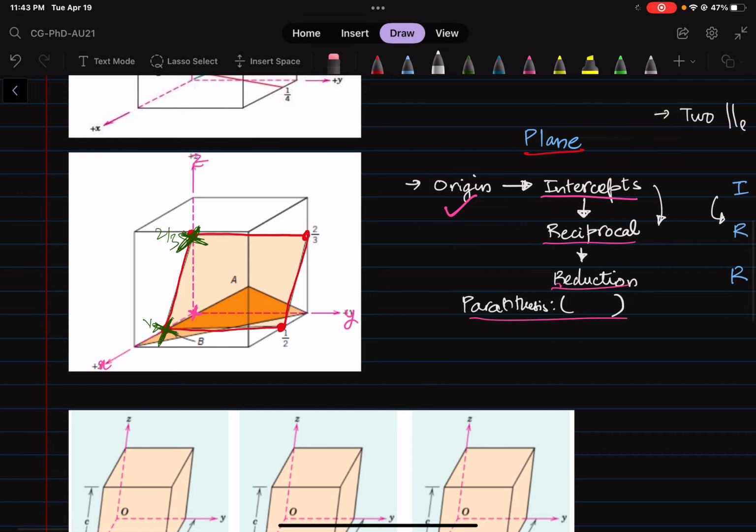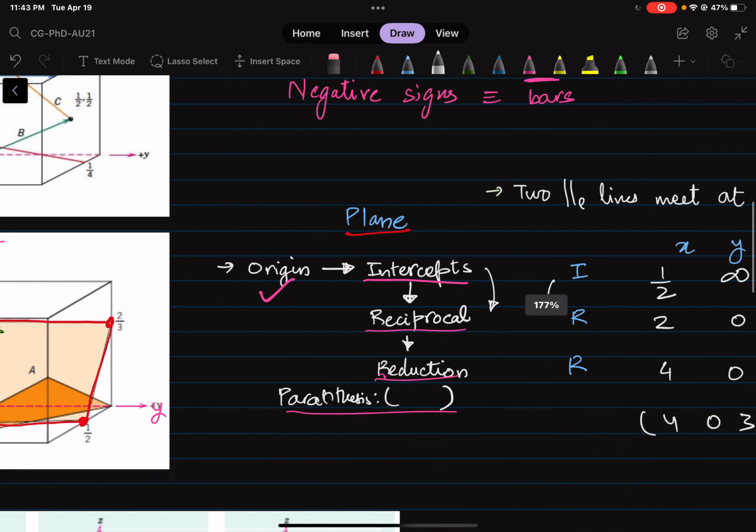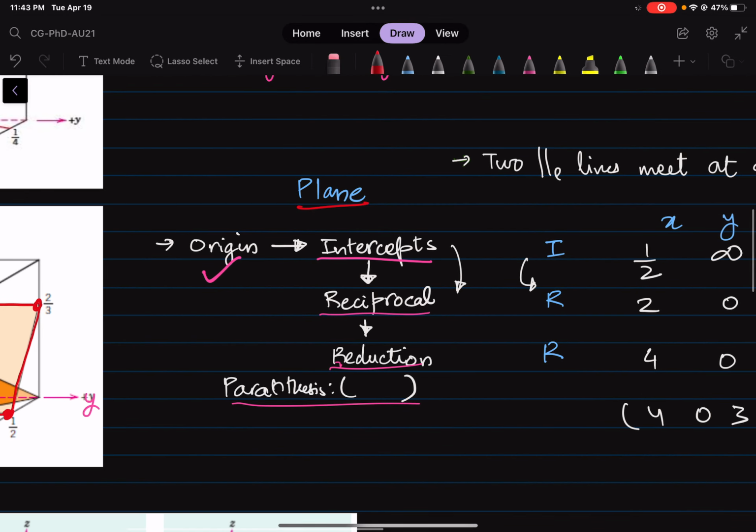So this is how you can solve planes and get the notations. Again, remember, get a good origin, which can give you the intercepts, the XYZ intercepts. Write down the intercepts, do the reciprocal, do the reduction, write the answer in parentheses without comma. I'm going to highlight it again. This will be without comma. And then the negative sign becomes an overhead bar.